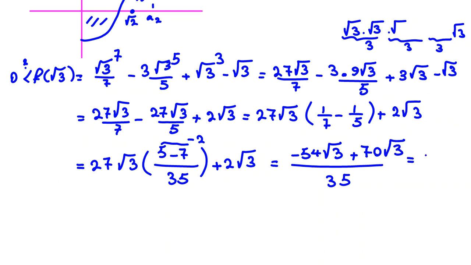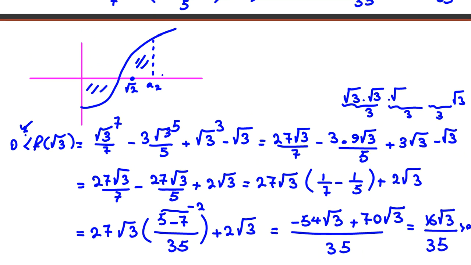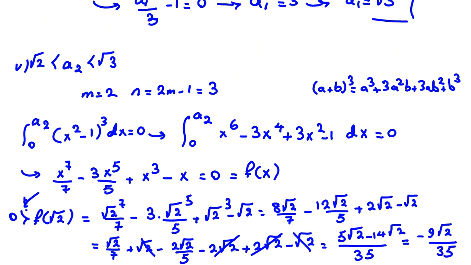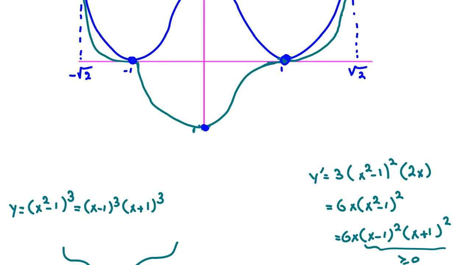So it will be what? 16 root 3 over 35. Okay, and this one is positive. So we prove this and we conclude that root 3 is after root 2. So a2 is between them. So we've proved parts.